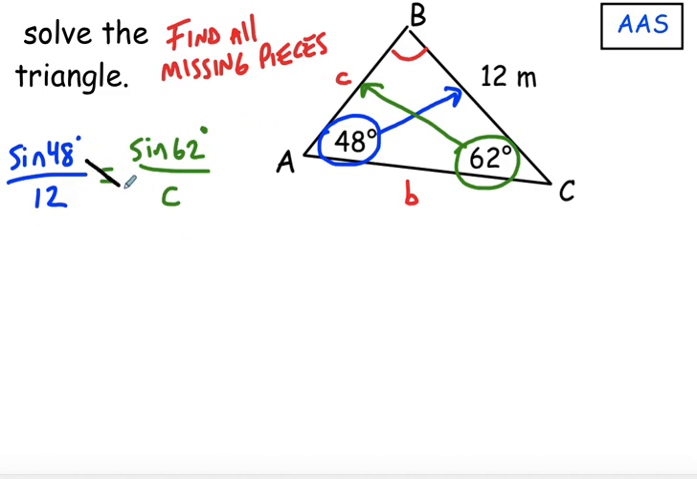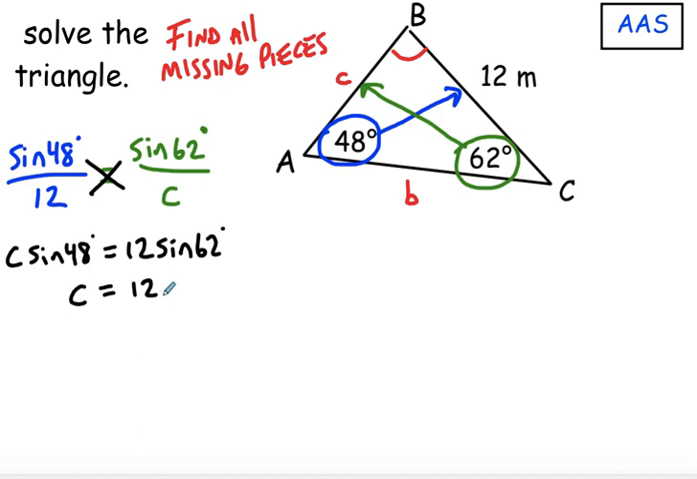We can cross multiply. So we can do C times sine of 48 degrees equals 12 times sine of 62 degrees. And we're trying to figure out what C equals. So if we divide by sine of 48, then we will get C all by itself.